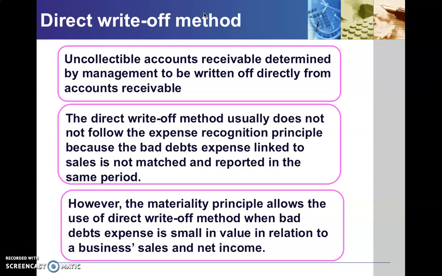Direct write-off method. Uncollectible accounts receivable determined by management are written off directly from accounts receivable. The direct write-off method usually does not follow the expense recognition principle because the bad debt expense linked to the sale is not matched and reported in the same period. However, the materiality principle allows the use of the direct write-off method when bad debt expense is small in value in relation to business sales and net income.